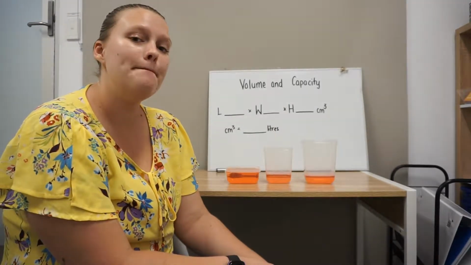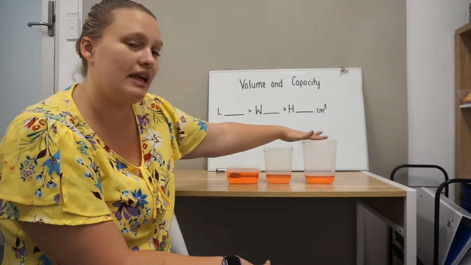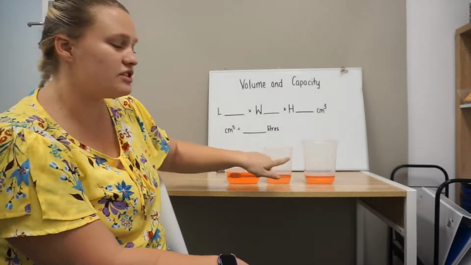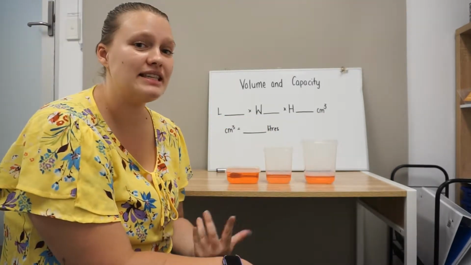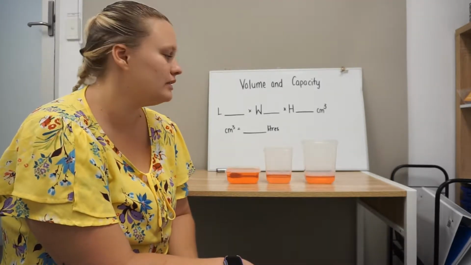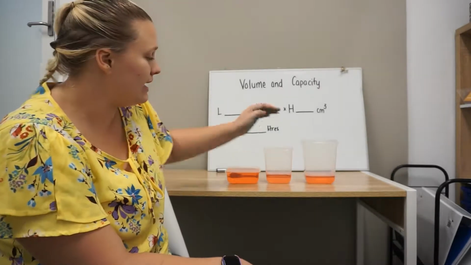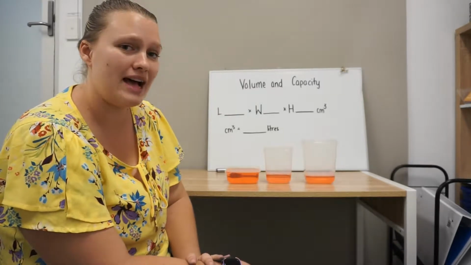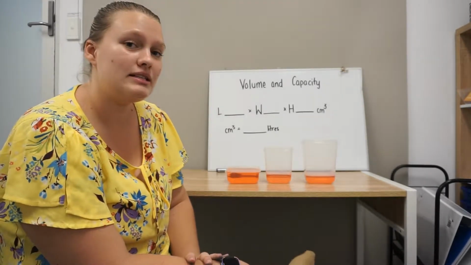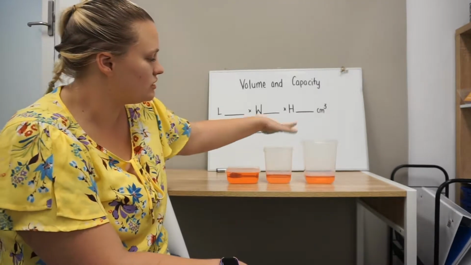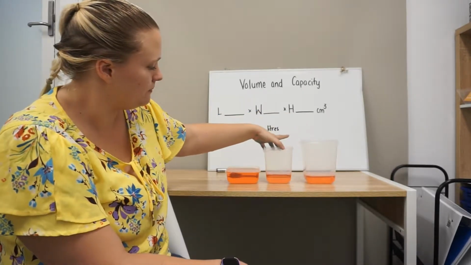Volume is the amount of liquid inside a container. These 3 containers have the same volume of liquid, but the containers are different capacities. That means they can hold different amounts of liquid.